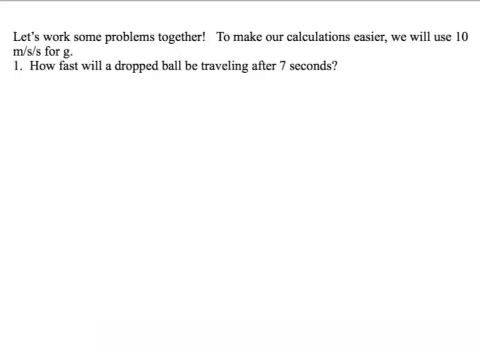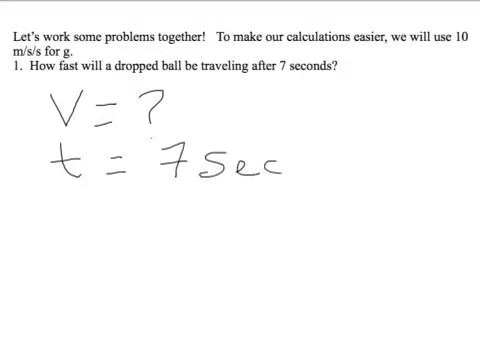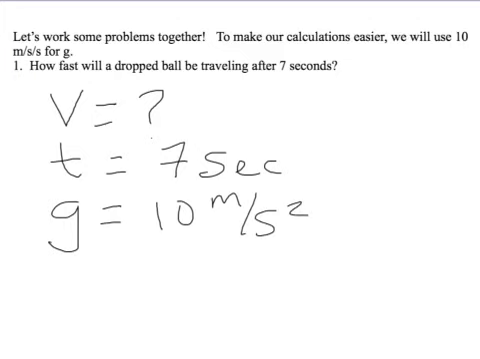So I'm going to do v equals question mark. And 7 seconds. Seconds is a unit of time. So I'm going to do t equals 7 seconds. And then I see that since this is something that's falling, it's a free fall. So we always use little g equals 10 meters per second squared.